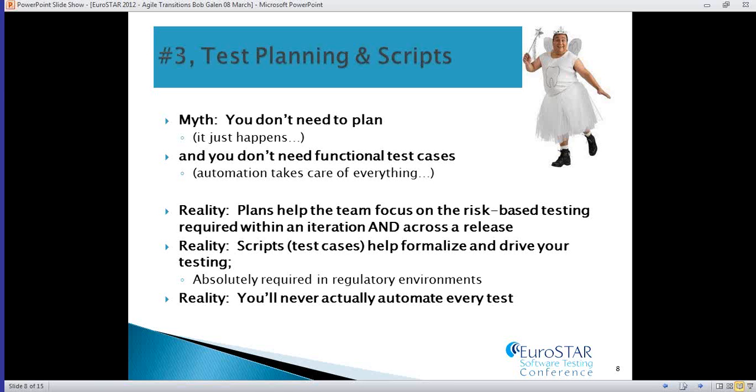It's mandatory in regulated environments, but it helps to write things down, but to lean it or to agilify it, that's not a word, but to lean what you do, to trust the team's judgment in writing those test cases. And then the other reality is you're never going to automate everything.